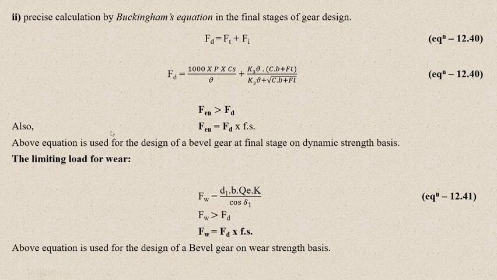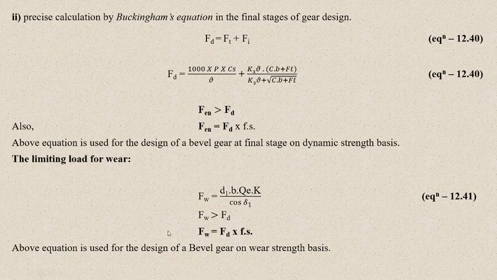So as I have told you, in the designing of spur, helical, bevel and worm gear, we are considering factor of safety. It means we have to take this relationship, that is beam strength should be greater than the effective load. So we can use the required equation, which is Fen = Fd × factor of safety. This is the required equation for the design of bevel gear at final stage.